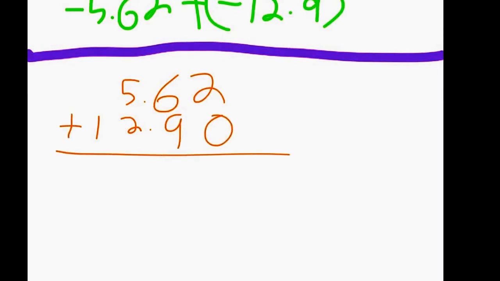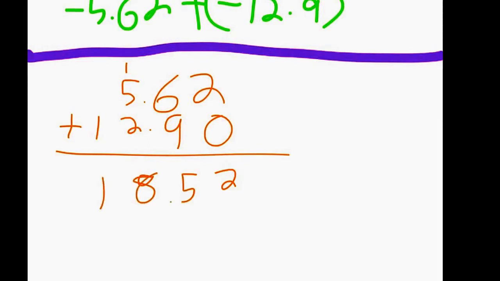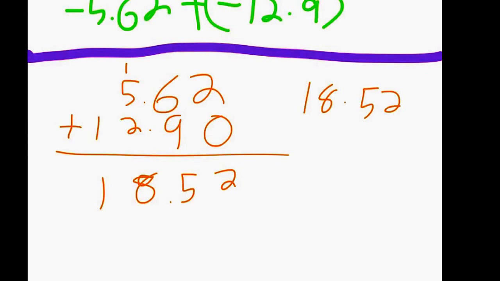Now you're adding these, so it's 2, 9, 10, 11, 12, 15, so 5, carry the 1, 5, 6, 8, and then that's just going to be 1, so it's going to be 18.52, as you can see right there. So yeah, right here is the answer, which I will rewrite so it's more clear, 18.52, and square it like that. All right.